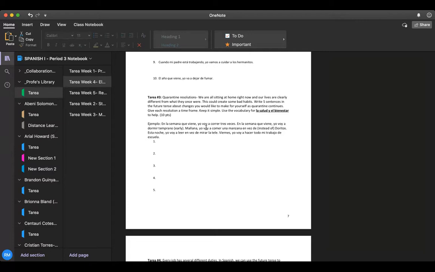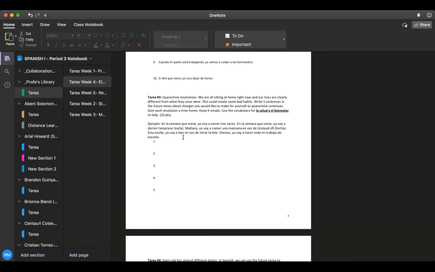You see how I have yo voy a, I am going to, and then I kept my infinitive solid. I did not conjugate that verb. En la semana que viene, yo voy a dormir temprano. I'm going to sleep early, okay? Mañana yo voy a comer una manzana instead of, you can borrow that phrase, Doritos, right? Eat healthier. Yo voy a comer. Comer is to eat. That is a non-conjugated verb. That is an infinitive, so you do not need to change it when you use voy a.